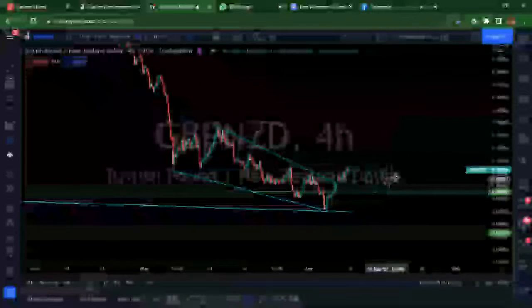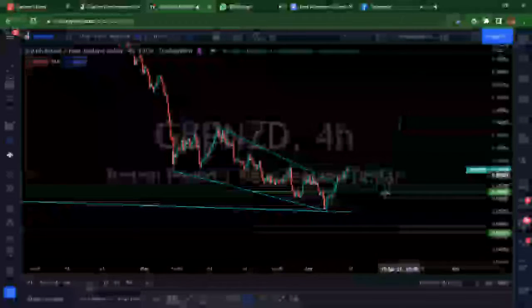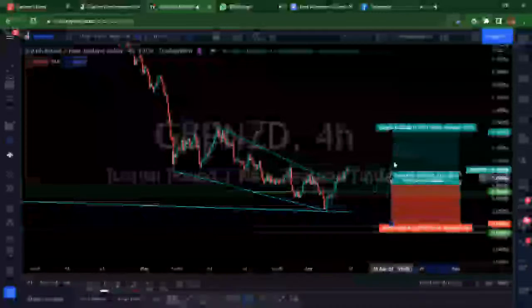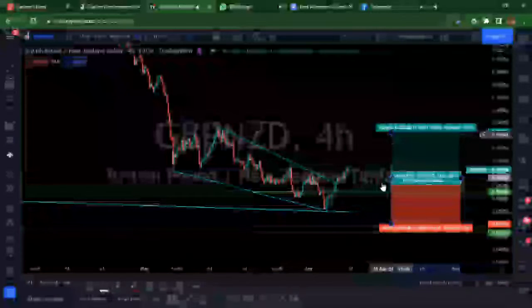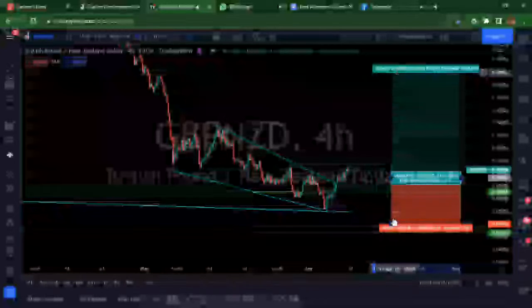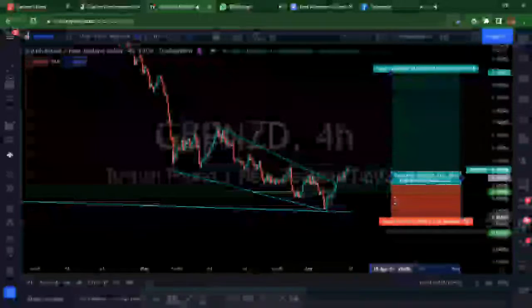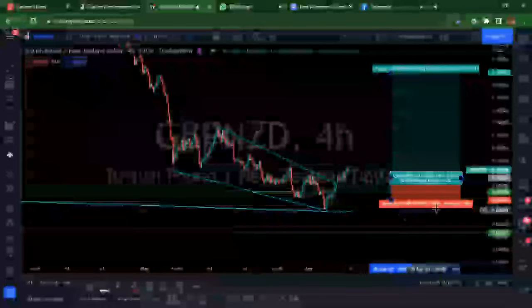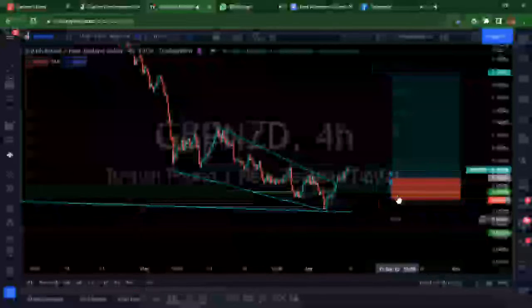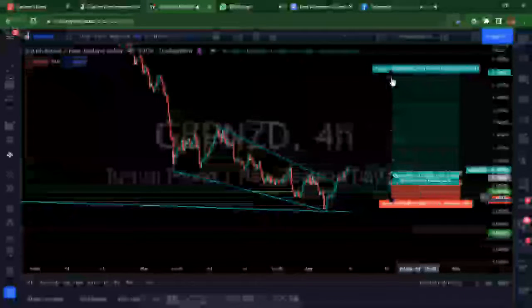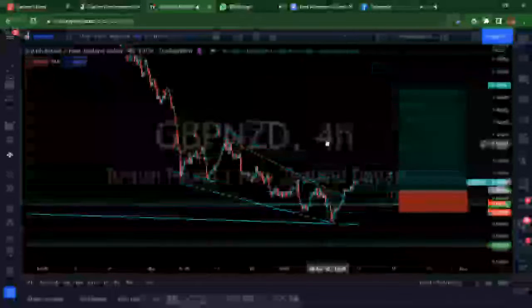Let's say that there's some type of correction. We've had our impulse, then we are now in a correction phase, and when it breaks, you just place your buy, and you set your take profit and your stop loss.